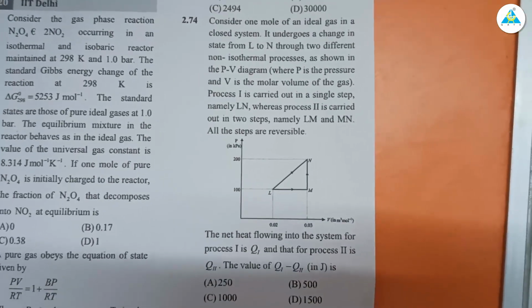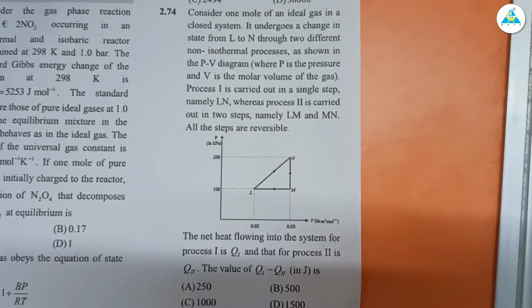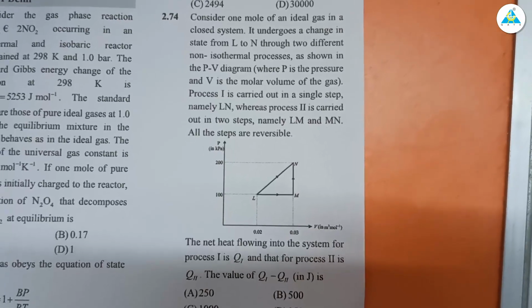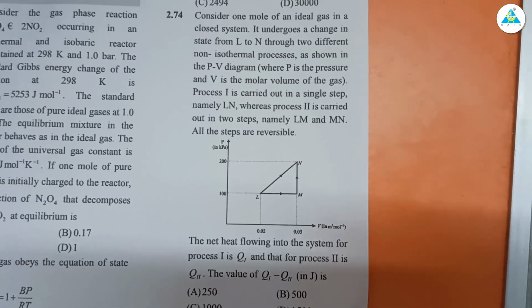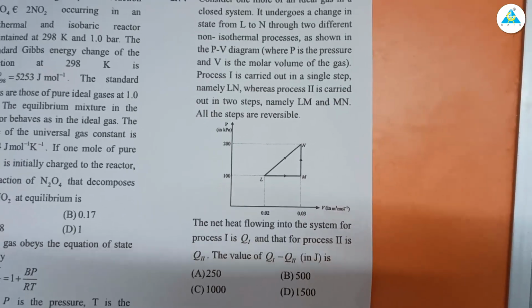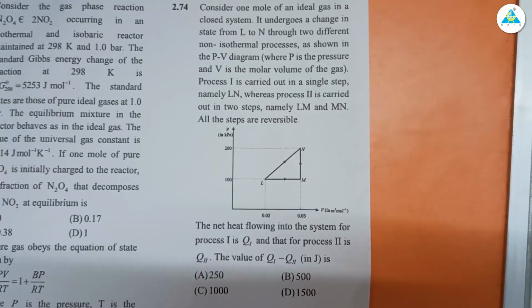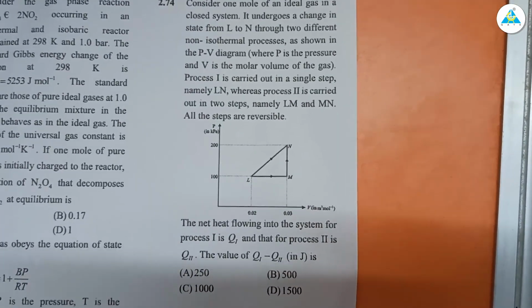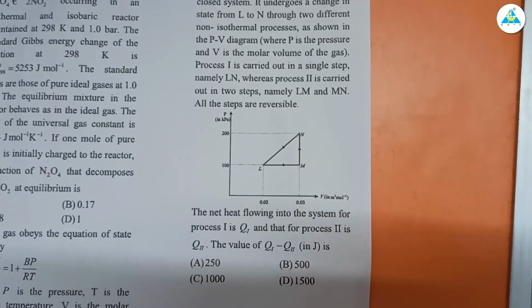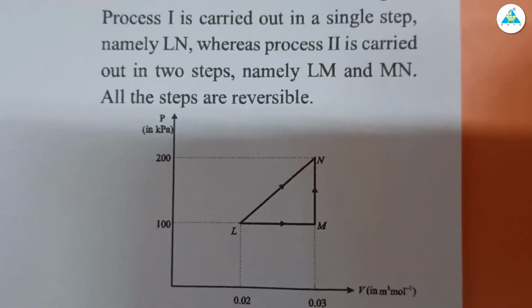You can read the question. Consider 1 mole of an ideal gas in a closed system. It undergoes a change in state from L to N through 2 different non-isothermal processes, as shown in the PV diagram. Process 1 is carried out in single step, LN, whereas process 2 is carried out in 2 steps, namely LM and MN. All the steps are reversible. You can see the diagram.